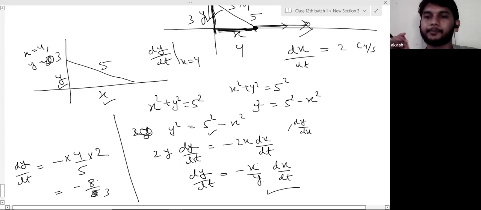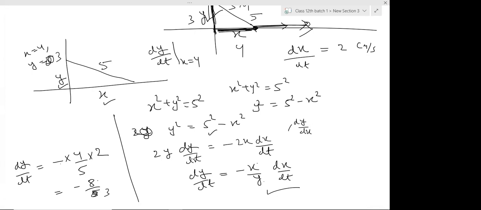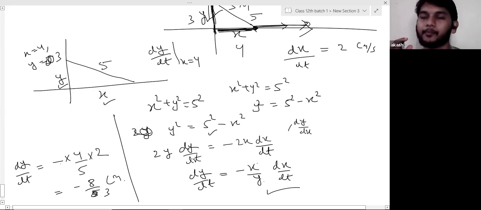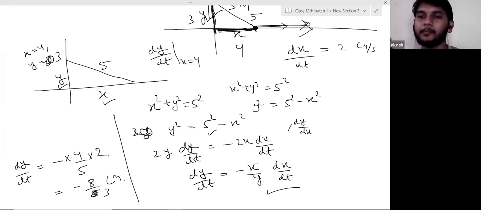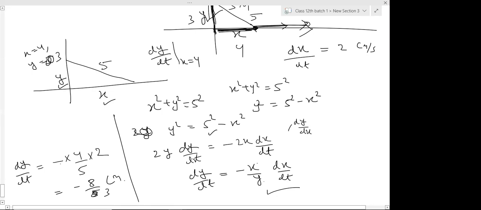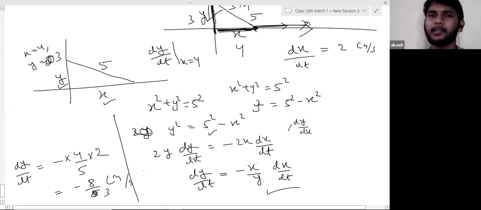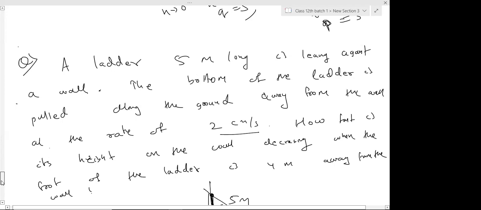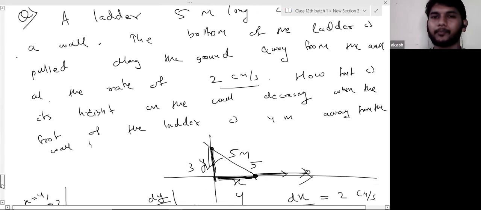Did you guys understand this? So why is this negative? Because this is falling downwards, this is decreasing. The length is increasing, but this is decreasing. The rate is given in centimeter per second. So should we convert it? No need. Everything is in the same unit. You don't have to convert.